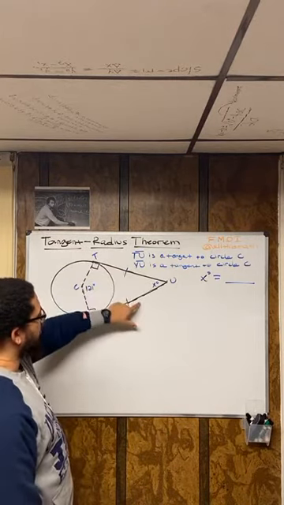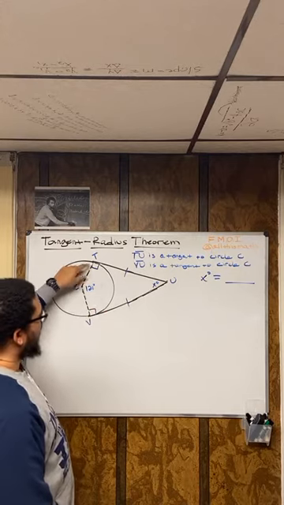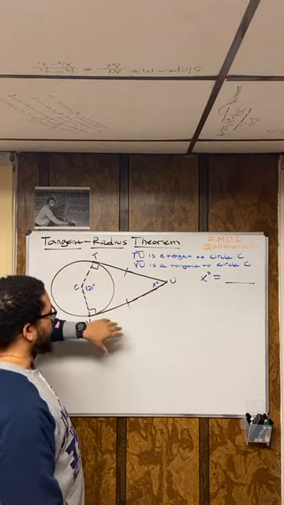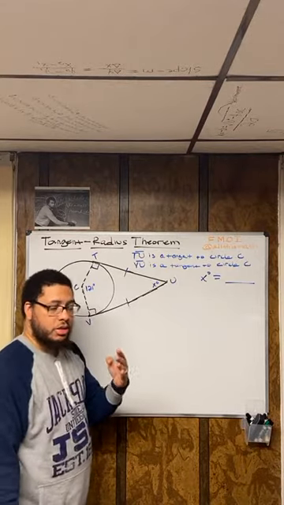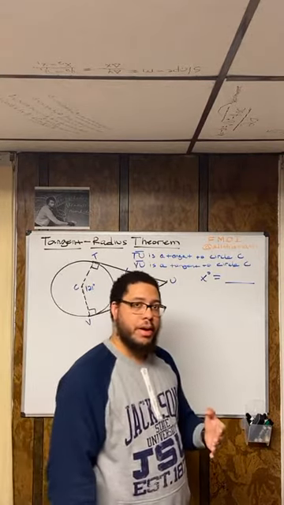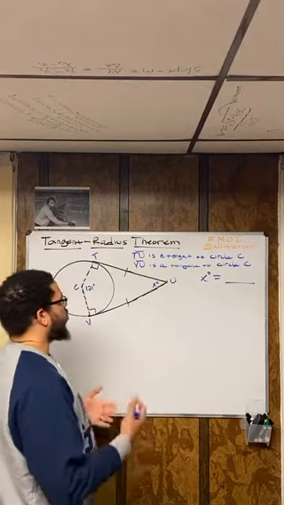We have this tangent, this radius, and this radius. How many sides is that altogether? That's 1, 2, 3, 4. That's 4 sides. So we're dealing with a quadrilateral, all right? Now, there's some things that we know about quadrilaterals.